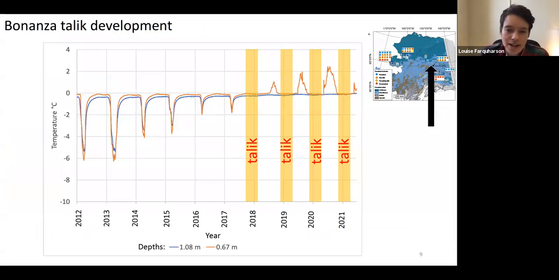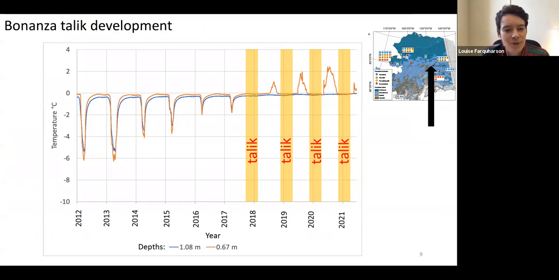I just wanted to share some ground temperature data. I'll show you data from Bonanza Creek in interior Alaska and Selawik in northwest Alaska. The Bonanza site is an example of where we have talik persistently year after year, and the Selawik site is going to be an example of an intermittent talik site.